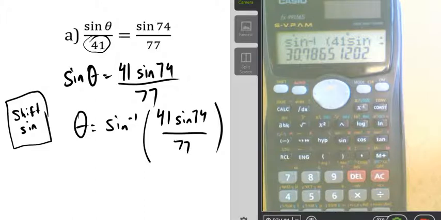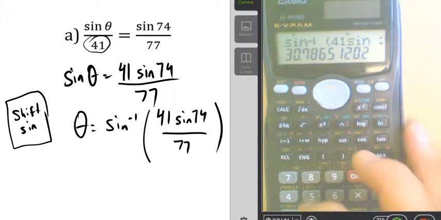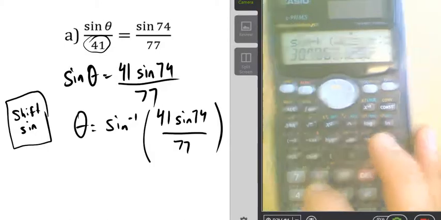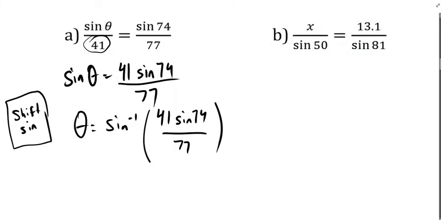And you should get 30.7865. It's an angle, so we round it to the nearest degree, no decimal places, so that would be 31 degrees. So see if you can get that on your calculator, 31. And if you can't, I will come around and help you in a moment. We're going to do 2, and then I'm going to let you try 2 on your own.